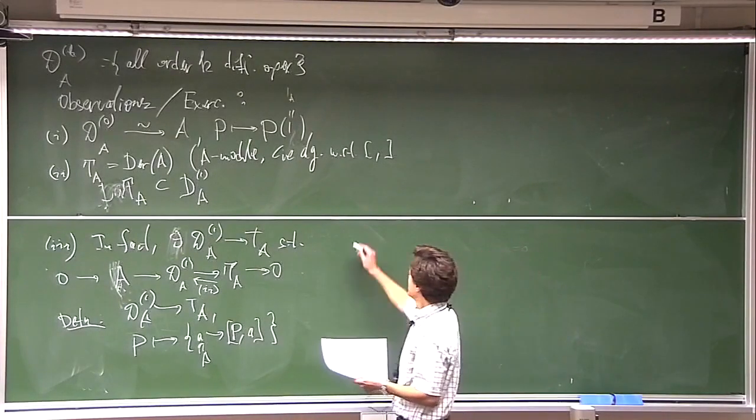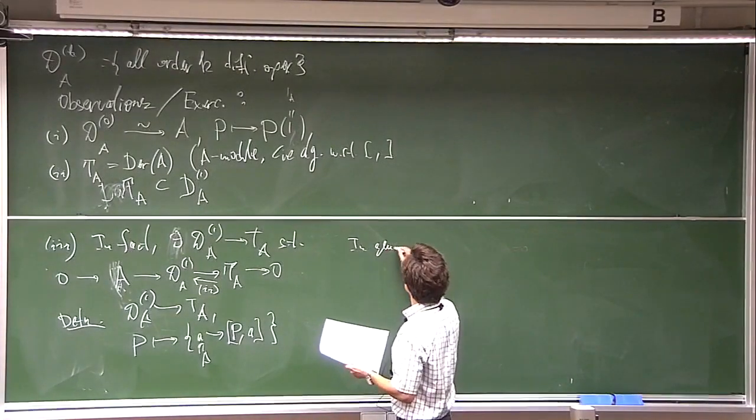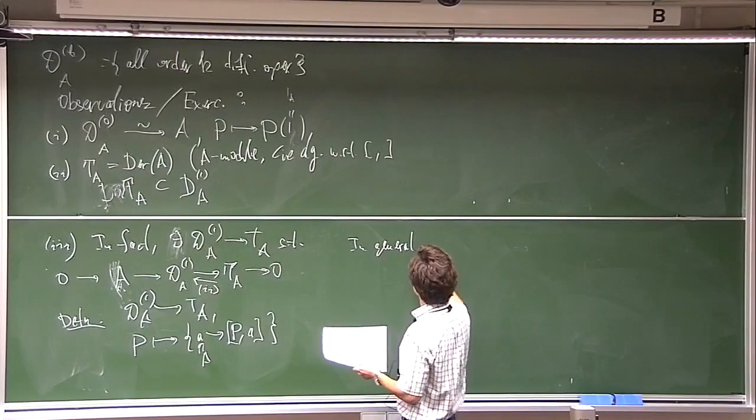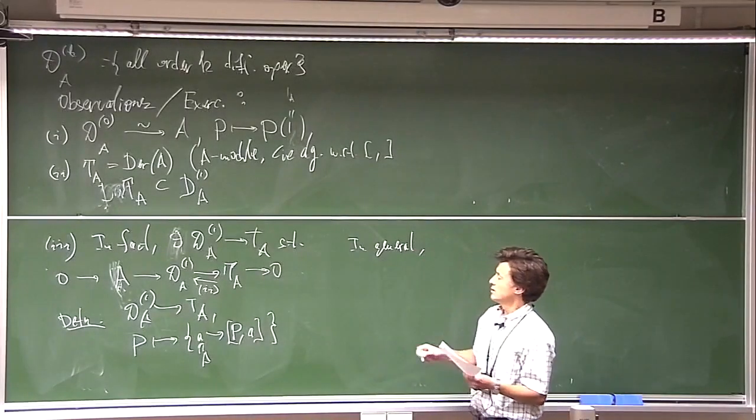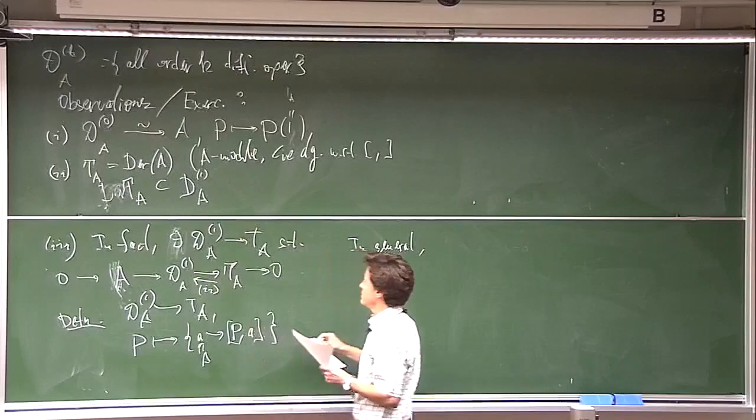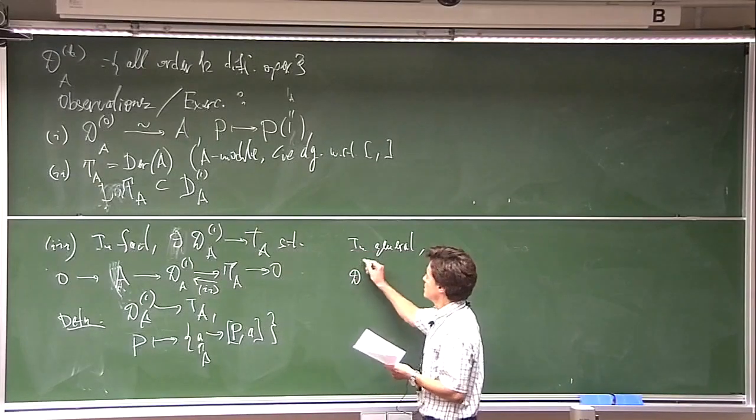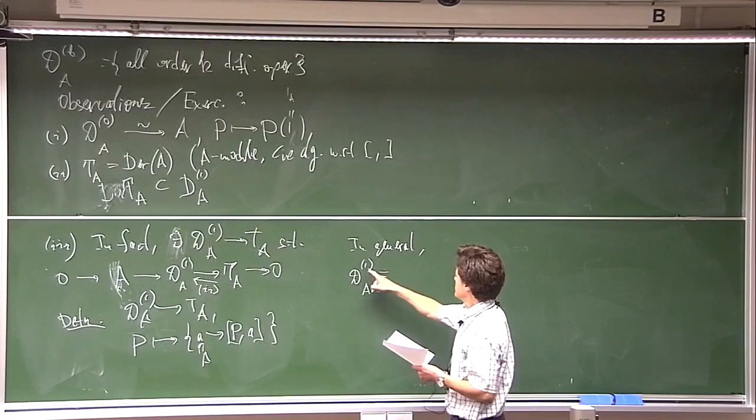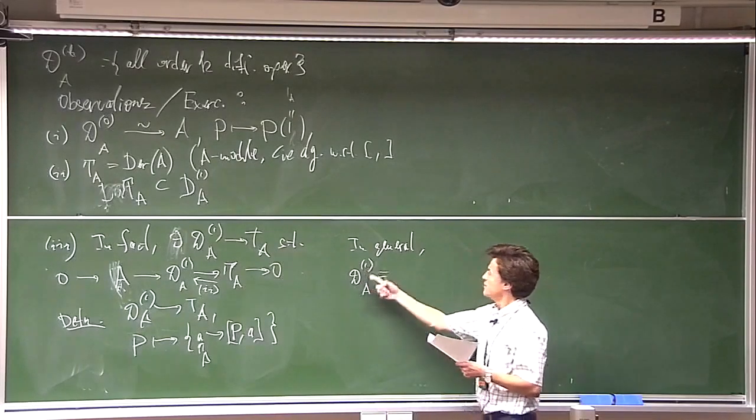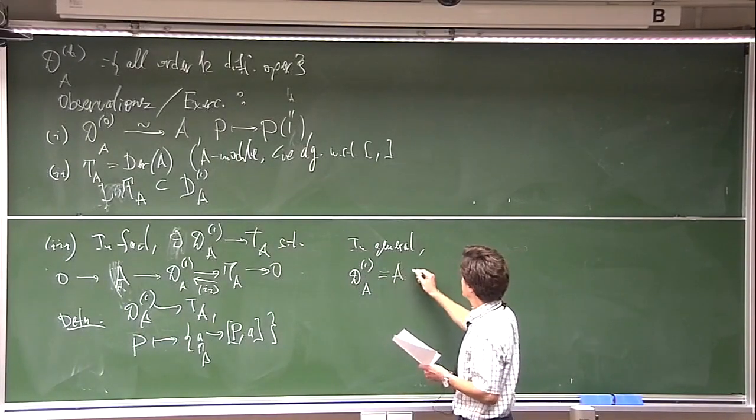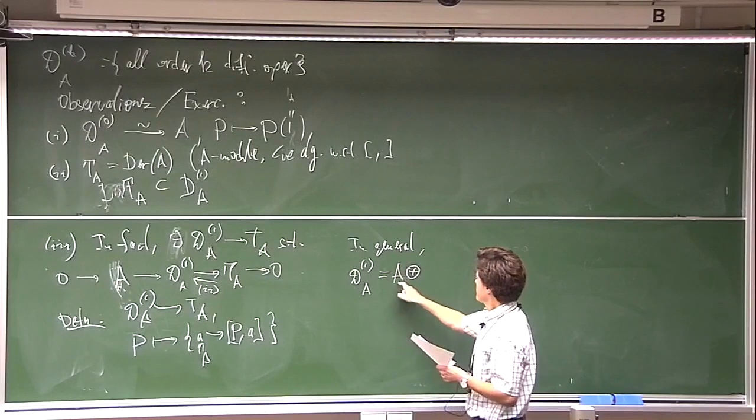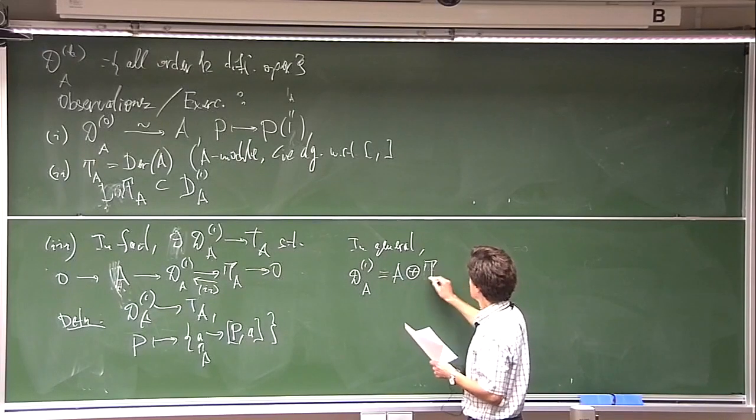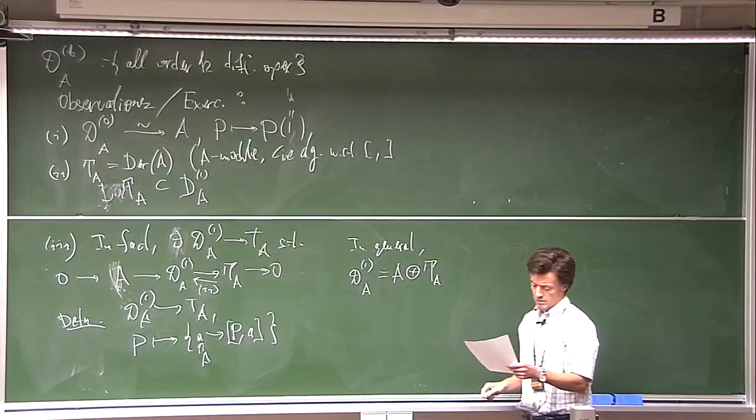So it's a general observation. Combining 2 and 3, we have a canonical splitting. The first filtered component is a direct sum of functions and derivations.